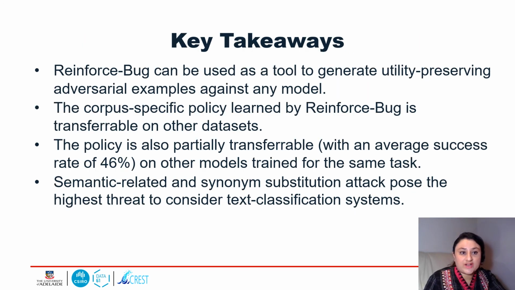The key takeaway of our work is that ReinforceBug can be used to generate adversarial examples against any model, and it can be used as a tool to find the vulnerabilities in the current deep learning models. Also, it can be used to test their vulnerabilities and also to make them more resilient against adversarial attacks. The corpus-specific policy learned is transferable on other datasets and is partially transferable to other models. Semantic-related and synonym substitution attacks pose the highest threat to text classification systems.